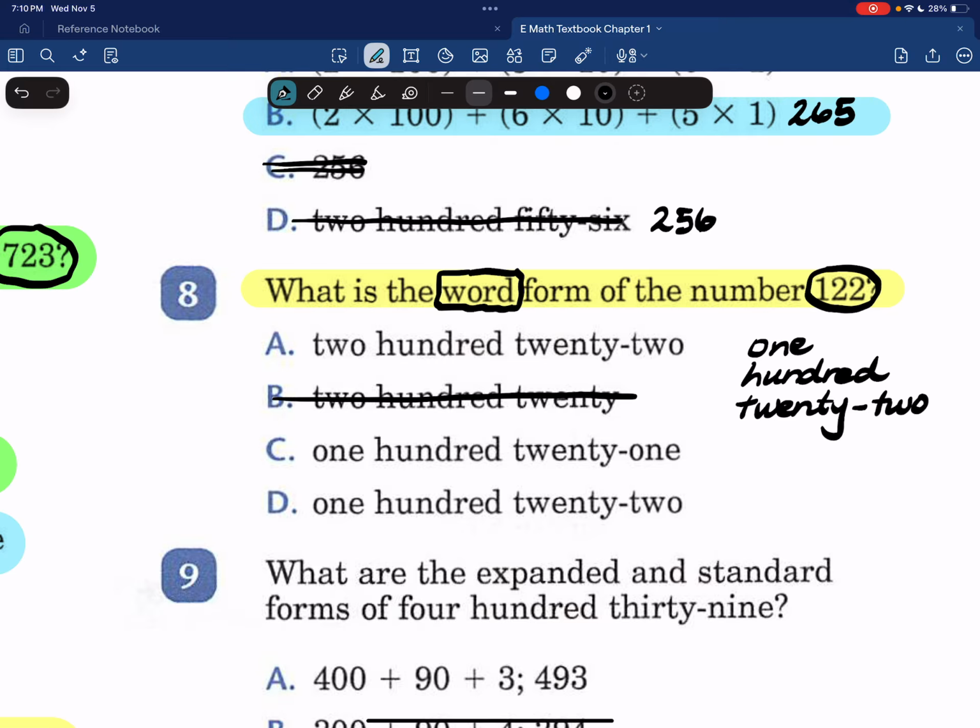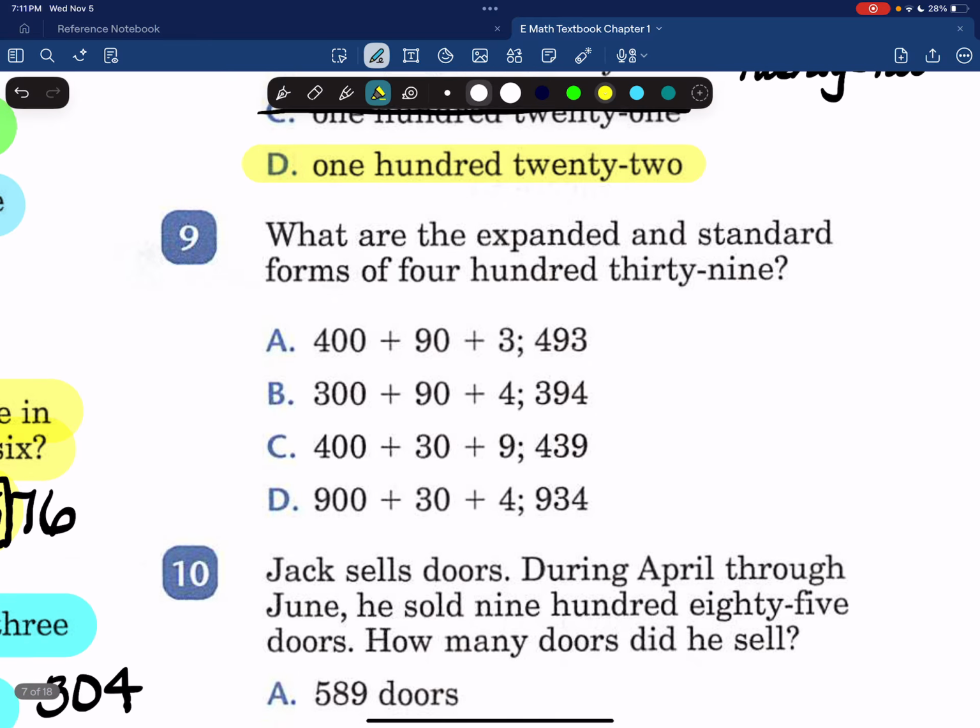B doesn't have a hyphen. C has a hyphen, but it has the wrong thing after the hyphen. A is close, but it says 222. So A is not it. It's going to be D, 122. A lot of this is reading. We haven't done any math, really. It's all about reading and understanding the words.